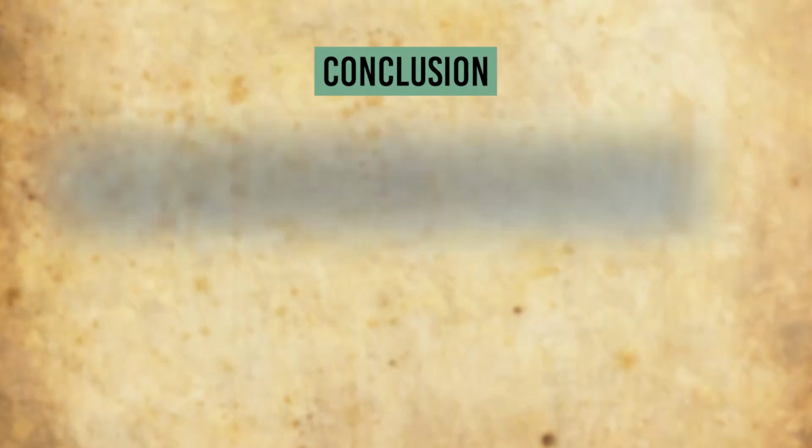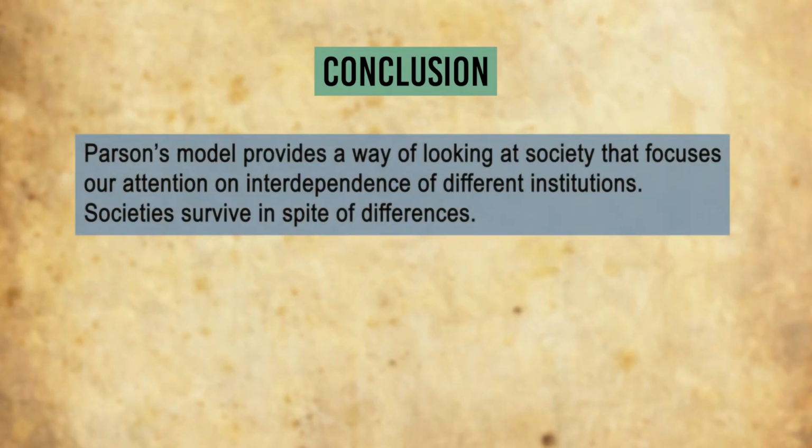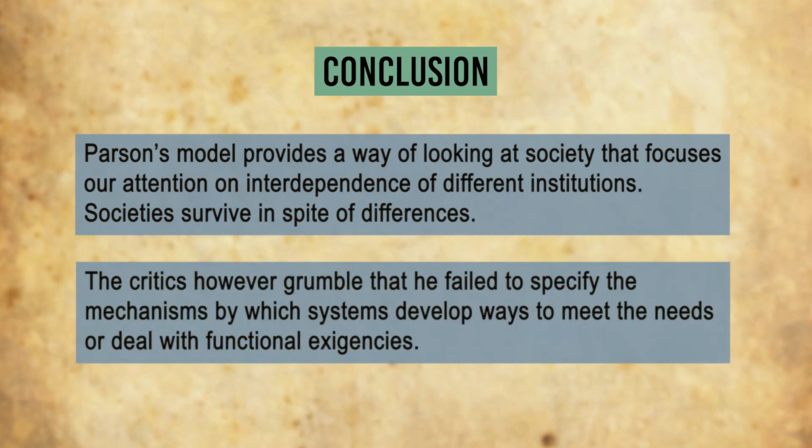So, definitely, we can conclude by saying that Parsons' model provides a very wonderful way of looking at society that focuses our attention on interdependence in spite of differences. Though critics have grumbled that Talcott Parsons failed to specify the mechanisms by which systems develop to meet the needs or deal with the functional exigencies, I believe his functional theory is a wonderful way of explaining how individuals still survive in the cutthroat competition of diversity, difference and heterogeneity.